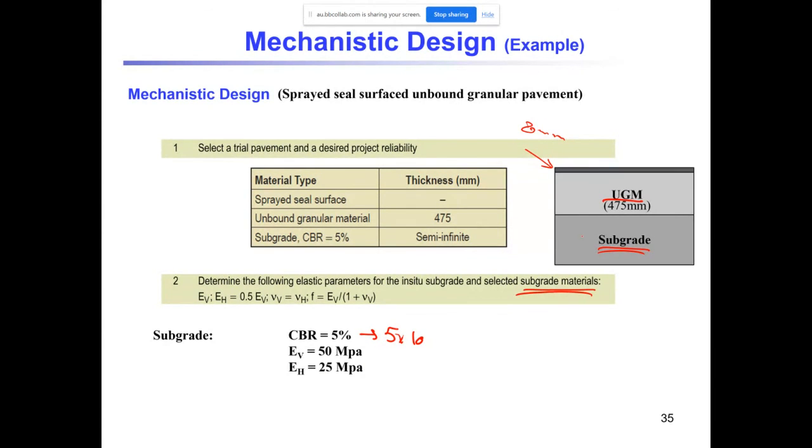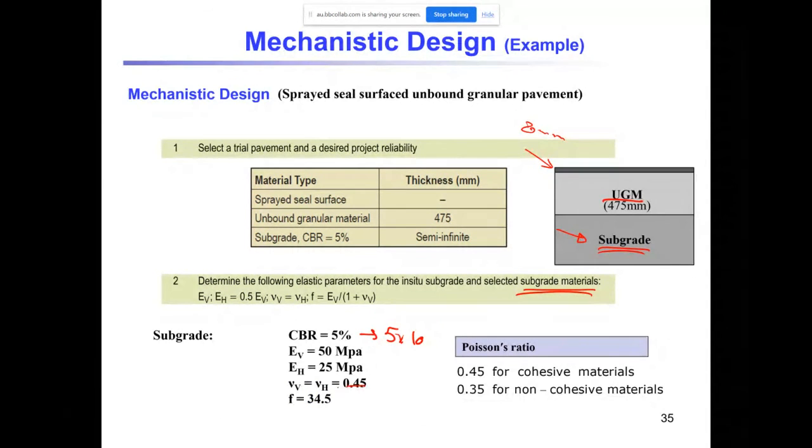Here we assume that we are dealing with a cohesive soil. So for cohesive soil, we are considering 0.45 as the Poisson ratio, the same value in both directions. And eventually we determine the shear modulus function, which is the vertical Young modulus over 1 plus Poisson ratio.